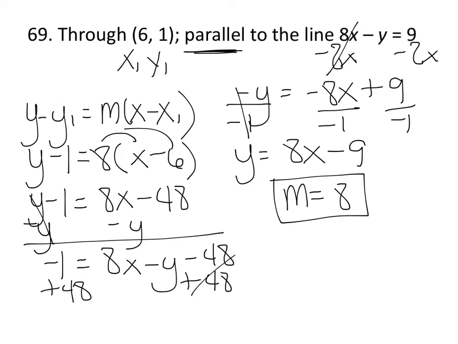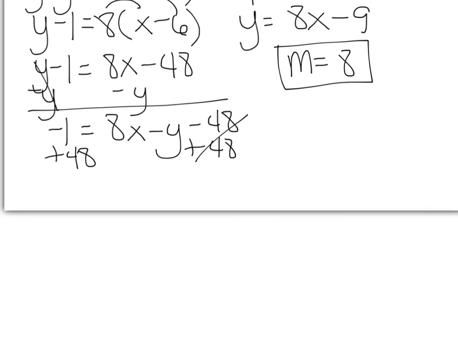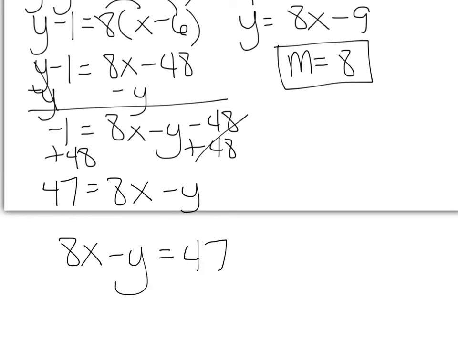Add 48 to both sides. Because remember, your a, which is your coefficient with x, has to be positive. So I'm leaving it positive. So this is 47 is equal to 8x minus y. So if you want to flip it around, you can say 8x minus y equals 47.